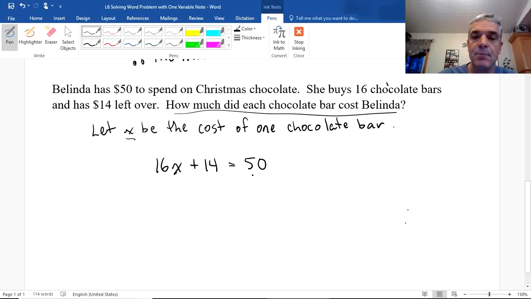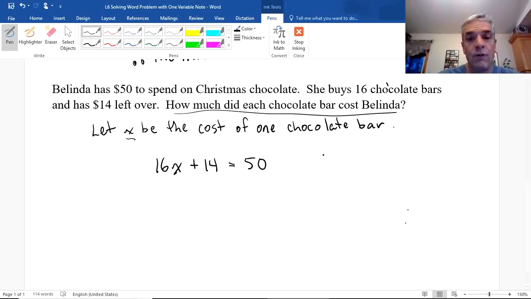And this is by far the most challenging aspect of solving equations, being able to break down the word problem and come up with an equation. So again, it was 16 chocolate bars times the cost, and that was what it cost her to buy the chocolate bars. And then she had $14 left over, so add the 14, and she had $50 to start with, so that was the total amount of money she had. So that's how we created that equation.